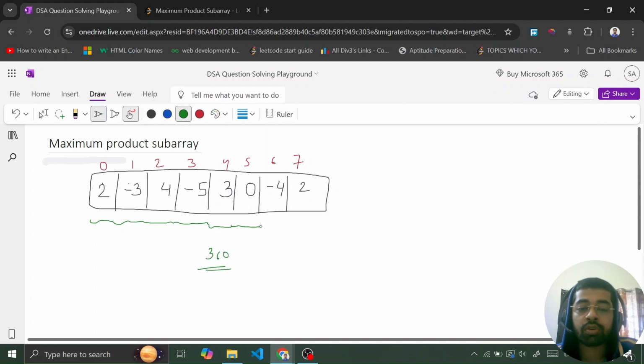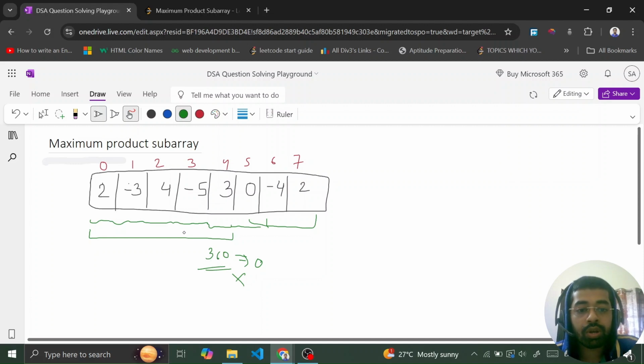Good. We encountered a 0. If we take this 0, this whole 360 will come down to 0. We don't want to do that. So this is one subarray which fetches us a product of 360. If we take it from here, 2, minus 4, minus 8, taking a 0 will make it 0. Still it is better than minus 8, right? So here also this doesn't work. So 360 is the maximum product I can see.